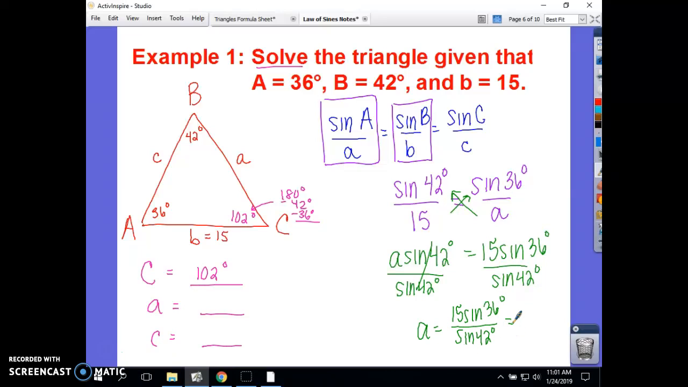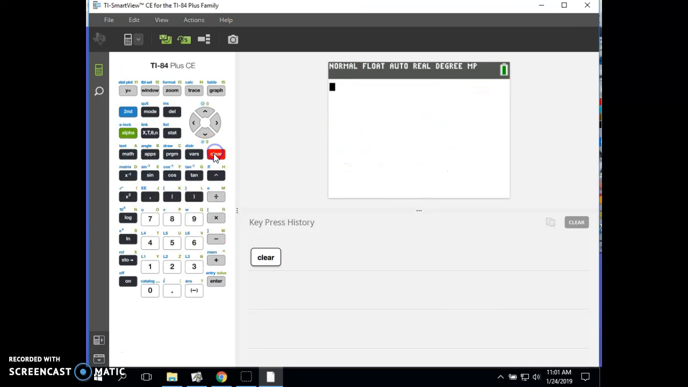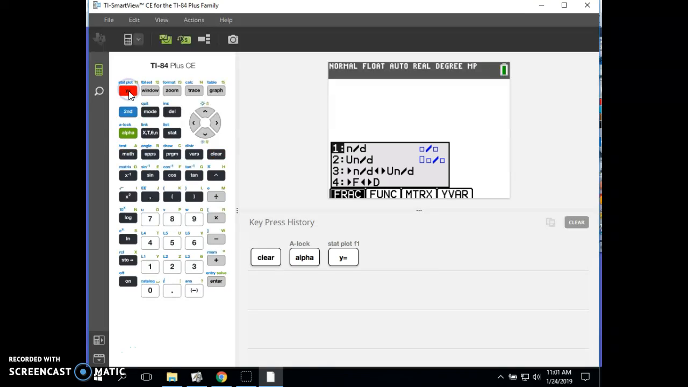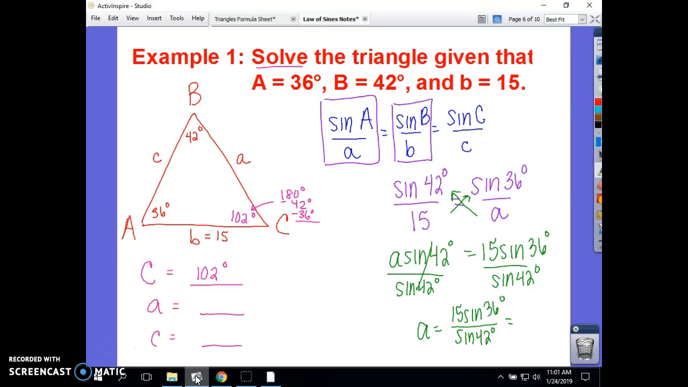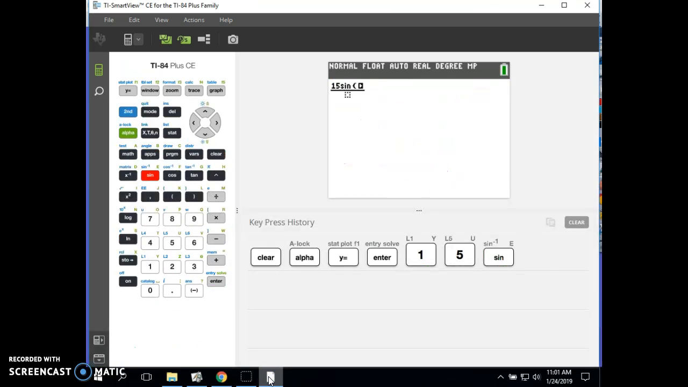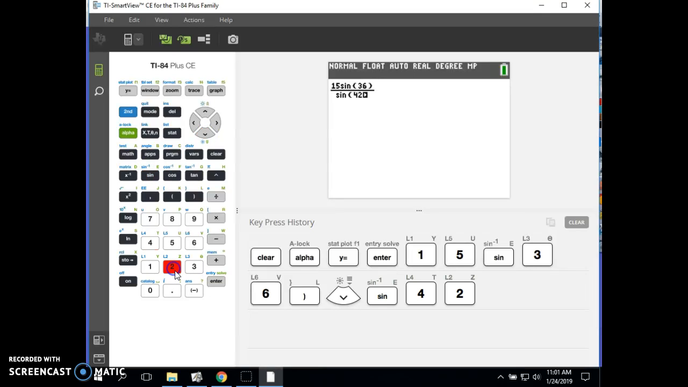Now, from there, you're going to pick up your graphing calculator because you're going to have a graphing calculator in this unit, and you're actually going to type this in. So on your calculator, you're going to have a fraction, so alpha y equals, and you're going to have 15, and then sine, and then remember it's 36 over sine 42.